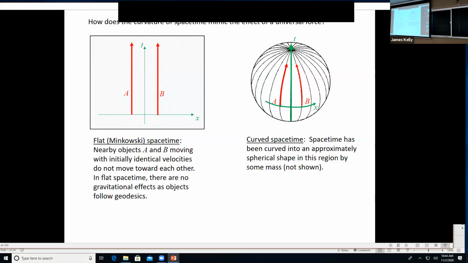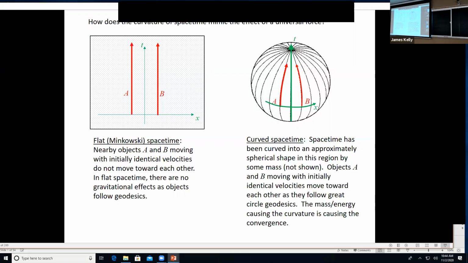So having a curvature to space-time can actually mimic the effects of things getting closer together or actually farther apart, which it doesn't seem like it would do with gravity, but sometimes things actually get farther apart under the influence of gravitational fields. We'll see if we get there today, okay? So they move towards each other.